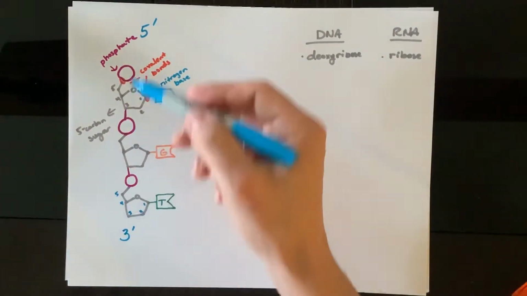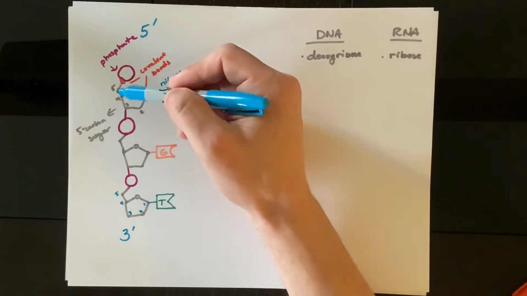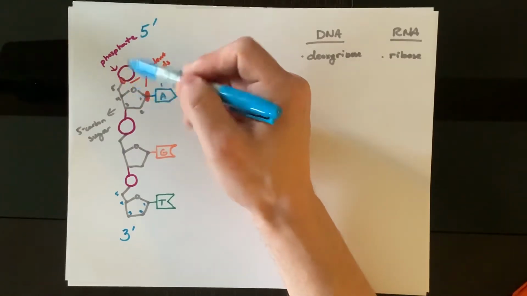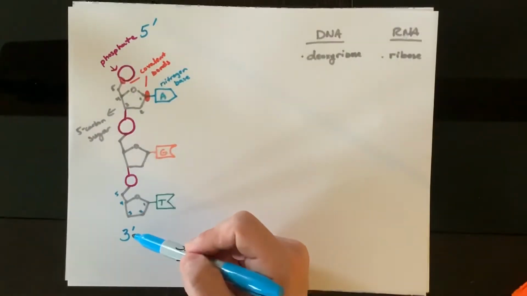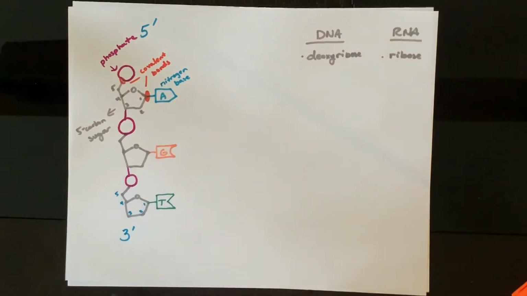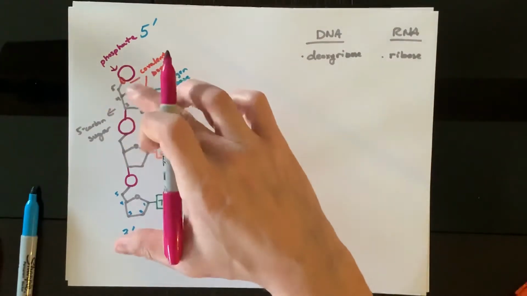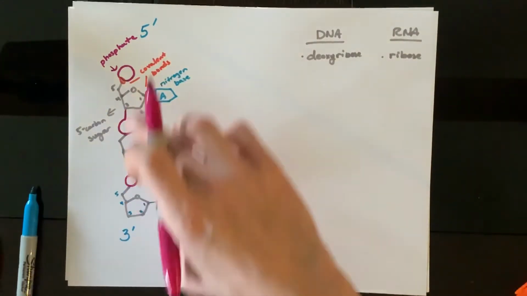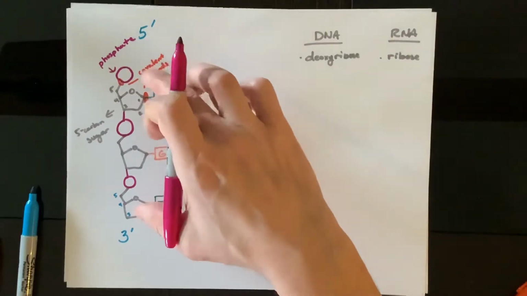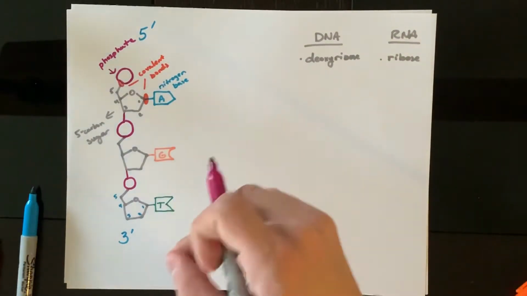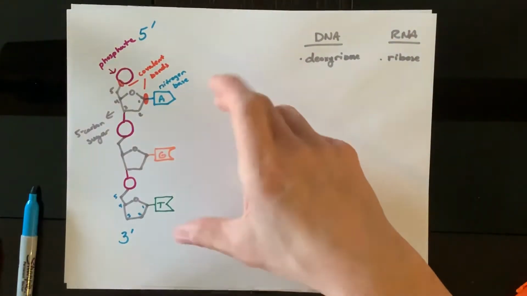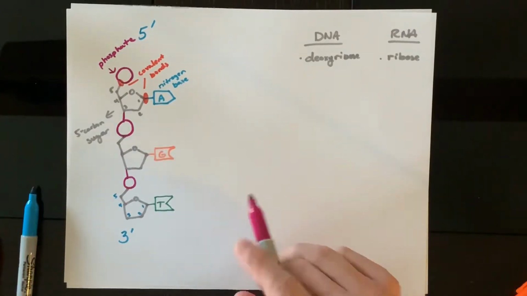All right, so because the 5th carbon is pointing upward, we call one side 5', and since the third carbon is pointing downward, we call that side 3'. So now let me draw the other side of our DNA. Whatever this side is, because this is 5', this is 3', we could flip it. Whatever that side is, the other side is going to be the exact opposite of it. So in other words, we're going to flip that other side.